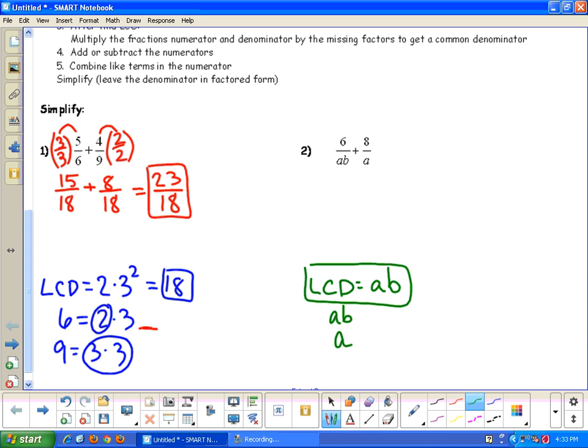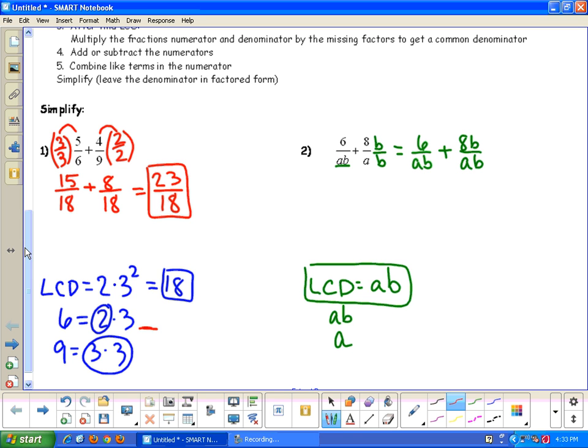So go back up to your equation. So for the first fraction, 6 over AB, I look for any missing factors to make my least common denominator. I already have it, so I don't need to multiply that fraction by anything. But if I look at the second fraction, I have 8 over A, which means I'm missing the B, so I need to multiply this by B over B to get my common denominator. So when I rewrite this, I have 6 over AB, which was already my common denominator, plus 8B over AB.